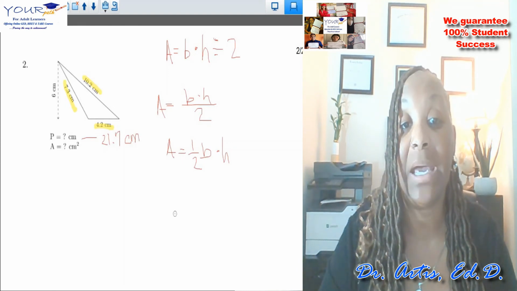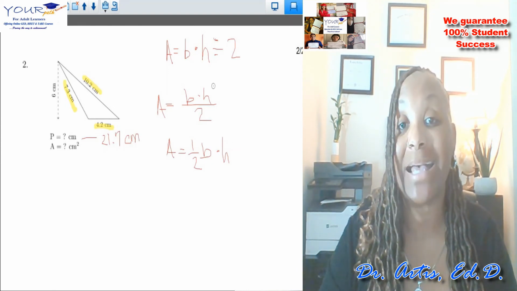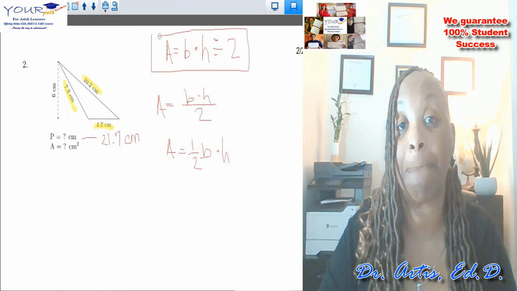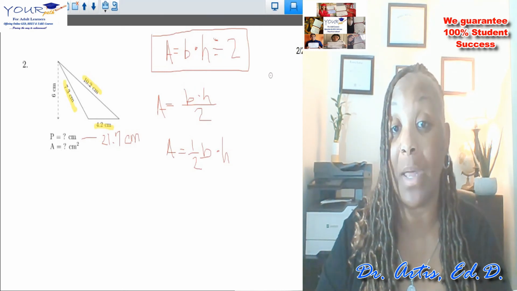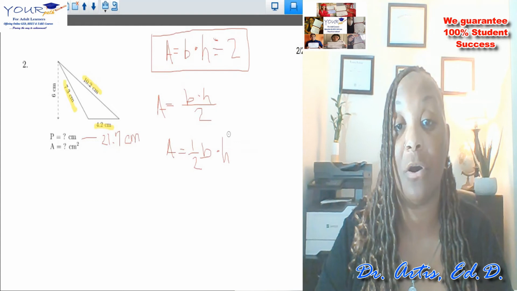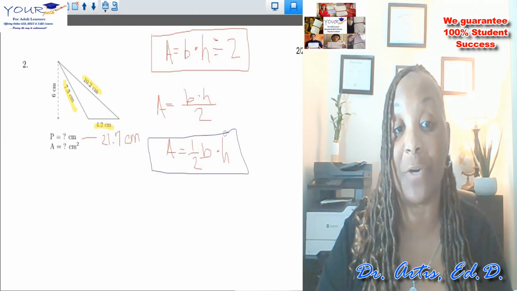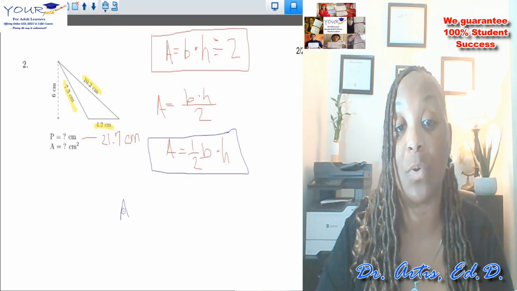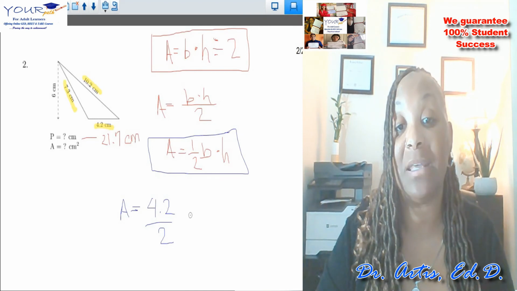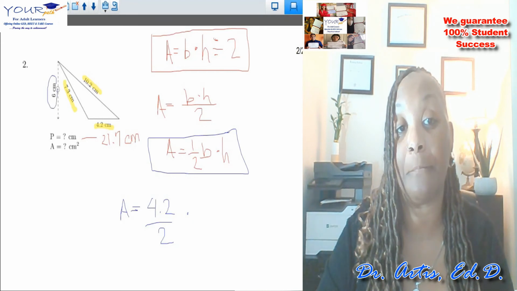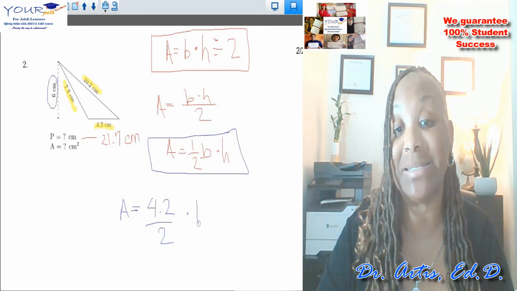Okay? Now, we're going to take this information, and since I used this particular formula when I solved for triangle number 1, I'm going to actually use this one here for triangle number 2 so that you can see the difference, okay? So we have area equals the base, and my base is 4.2. I'm going to divide this by 2 if I'm following this formula here, and then I'm going to multiply this times my height, which is right here. So my height is going to be 6.